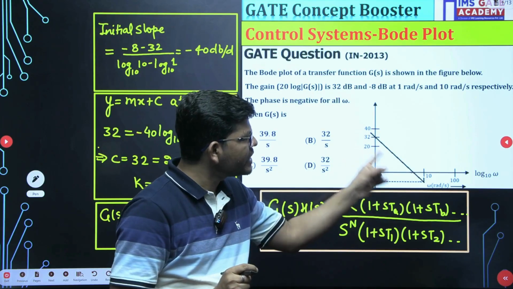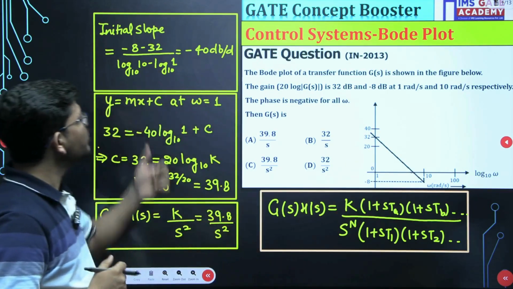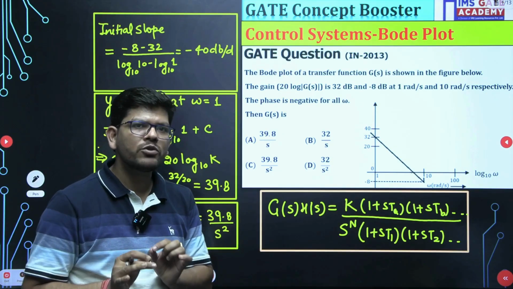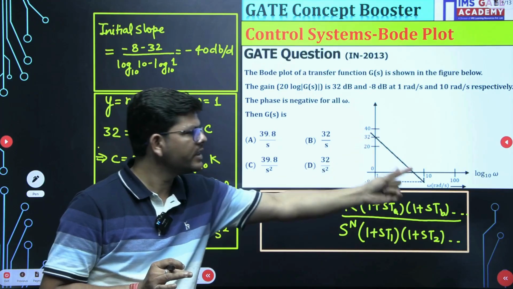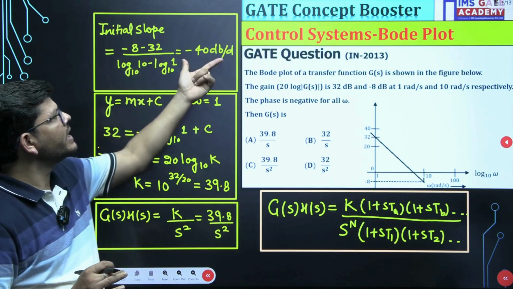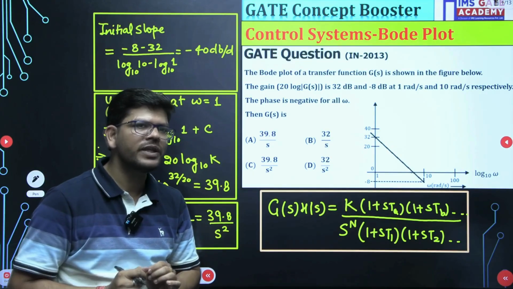So what is the initial slope of the line? It is not given. You have to calculate it. You can calculate the initial slope using the formula y2 minus y1 over x2 minus x1. So these are going to be your x1, y1, and these are going to be your x2, y2. Now when you apply this formula, you will get the initial slope as minus 40 dB per decade. Initial slope is minus 40 dB per decade.